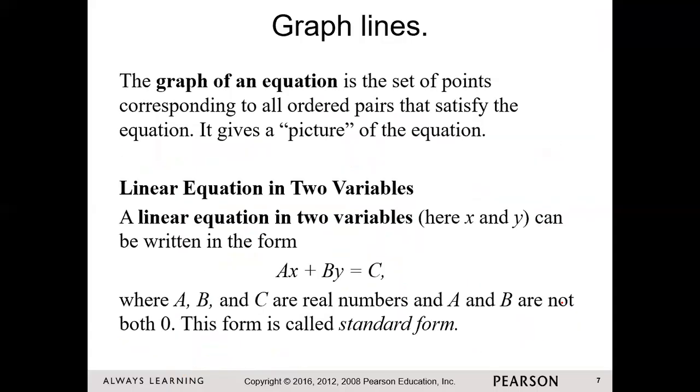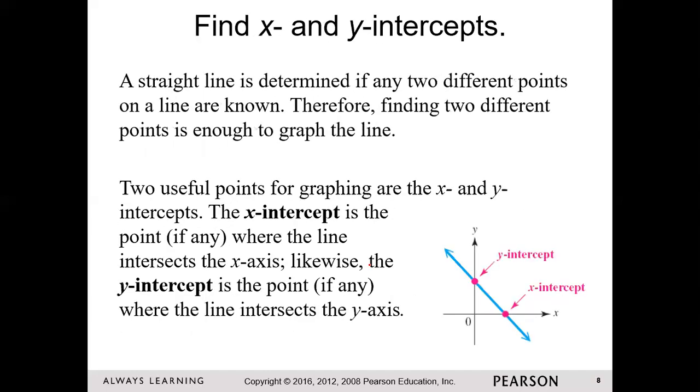Okay. All right, so the graph of an equation is the set of ordered pairs of points corresponding to all the ordered pairs that satisfy the equation. It gives you the picture of the equation. So a linear equation in 2 variables has a standard form. It is ax plus by equals c. This is the standard form of a linear equation in 2 variables. Ax plus by is equal to c.